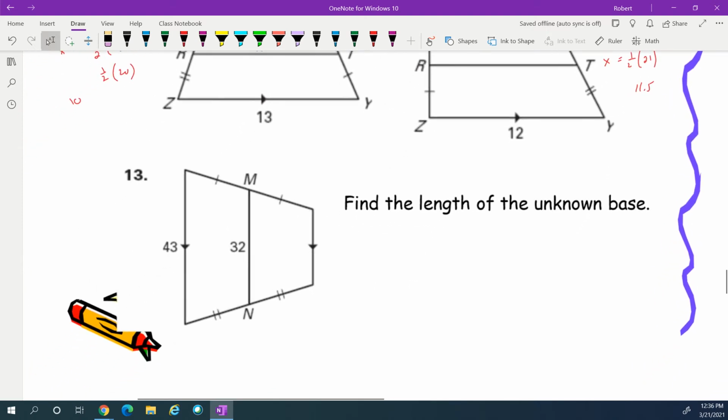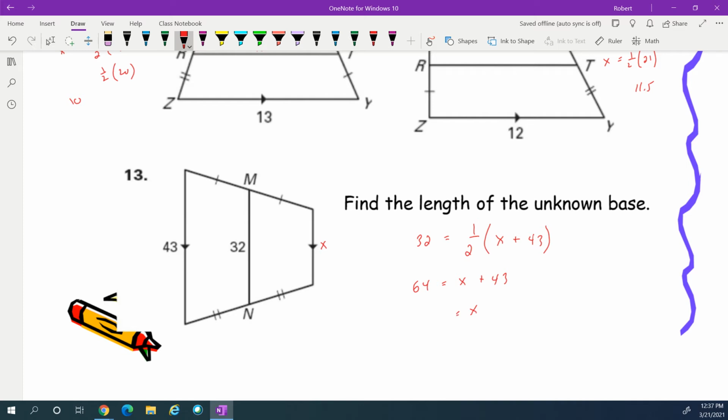Looking at number 13, it actually is the same problem. Now we're looking for the other base, but the equation is the same. The median or mid-segment is 1/2 the sum of the bases. So the formula is never going to change. Plug it in, then we'll work out our algebra. Remember, algebraically, you can distribute that 1/2, or you can multiply both sides by 2. So that's usually the way I like to do it.